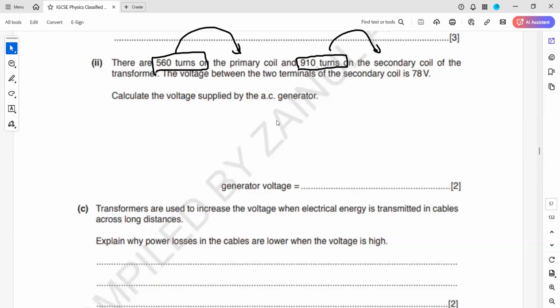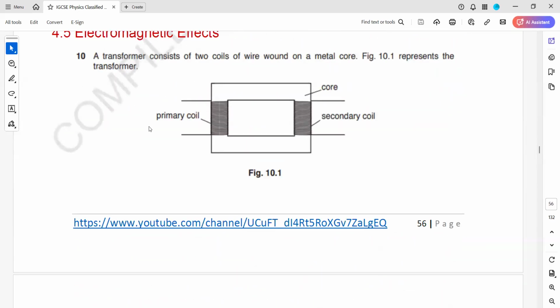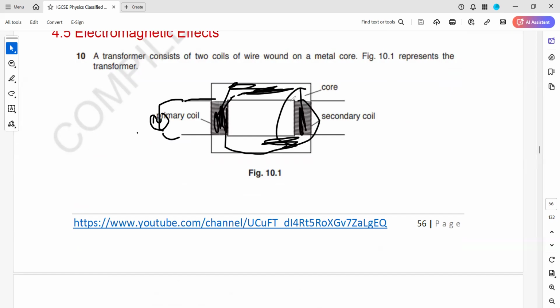So this is a transformer. How does a transformer work? When you pass an alternating current, it produces a magnetic field. So this behaves like a magnet. This whole core will be a magnet now. Because this magnetic field is changing, it produces a current here, output or voltage output. That's the working principle of all transformers.